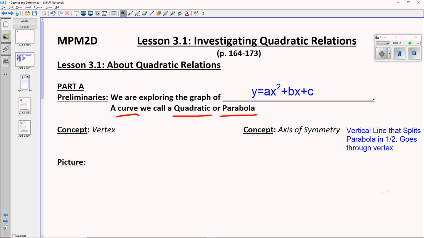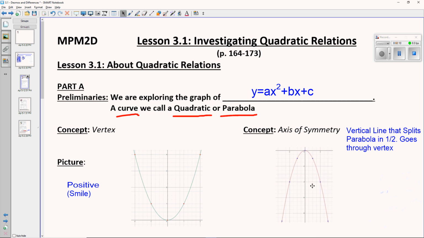Now, let's talk about what these things look like. When you look at a parabola, you're going to see something that looks like this. This is what we call the base graph. It looks like a smile, the smile from a happy face. We would call this a positive quadratic because it opens up. This one here is another type of quadratic, but it opens down. And you guessed it, we're going to say that it's a negative parabola because it opens down.